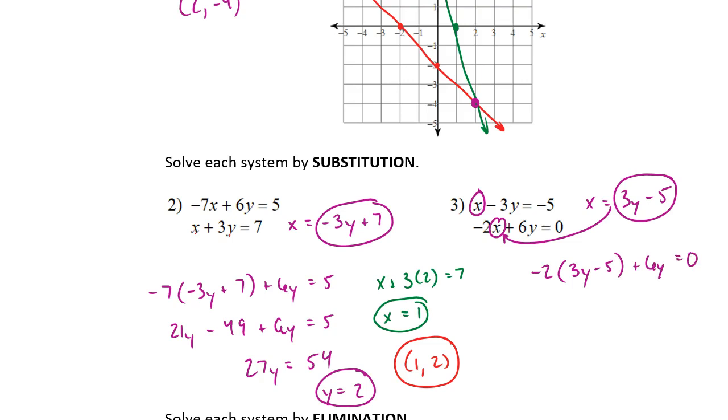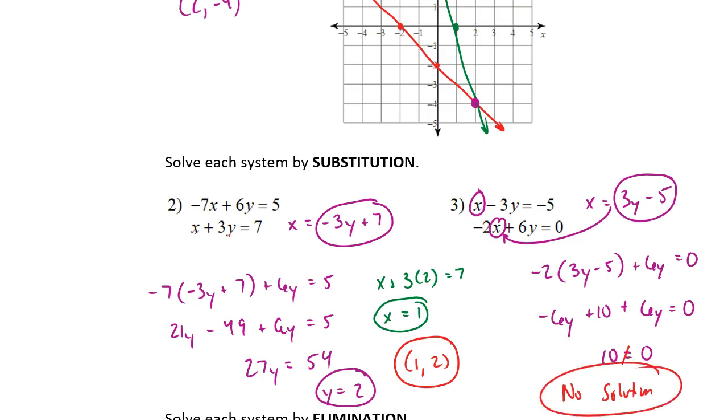When I distribute the -2 through, I get -6y plus 10 plus 6y equals 0. And -6y plus 6y is 0, so we get the statement 10 equals 0. Well, that is a false statement. 10 doesn't equal 0. Since the variables completely cancel each other out, it means we have a false statement left over. It means that there's no solution. Okay, so this one has no solution.